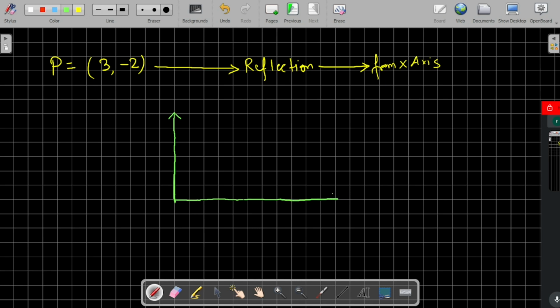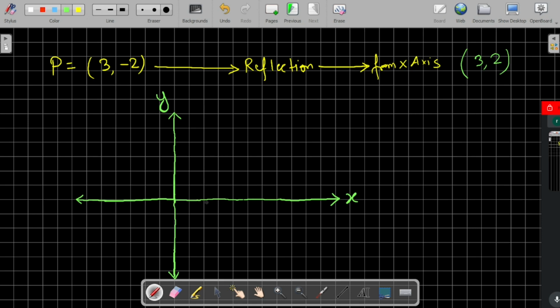Okay, sir. I'll try it. So this is your x, this is your y. Sir, so reflection in the x-axis, would it be 3 comma 2? So this is the point P, okay, you are telling me the answer, 3 comma 2. Okay, very good. Let me check.